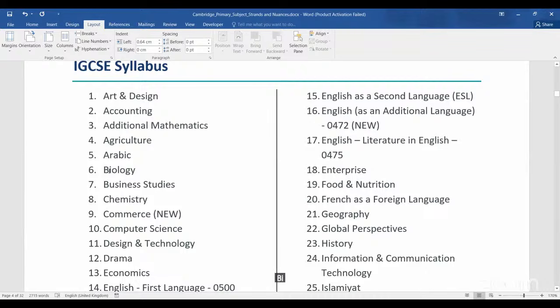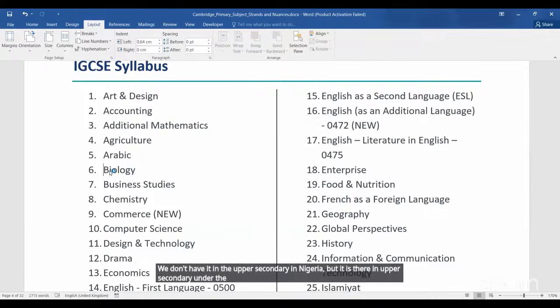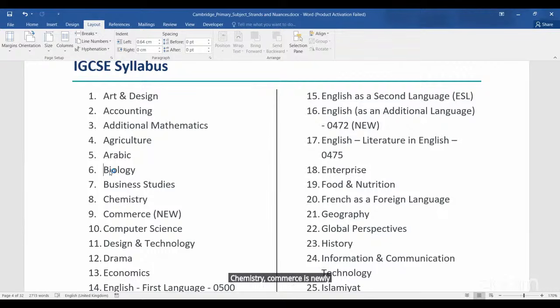Biology, business studies. Yes, we don't have it in the upper secondary in Nigeria, but it is there in upper secondary under the British, under Cambridge. Chemistry, commerce is newly introduced. It was not there before under the upper secondary.